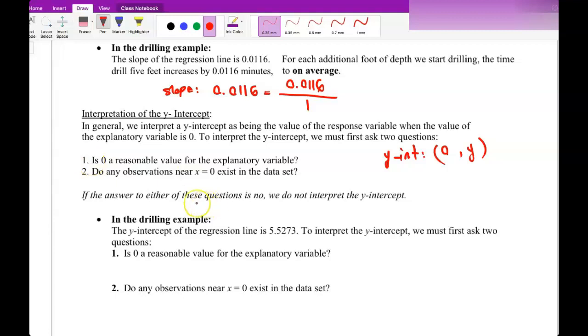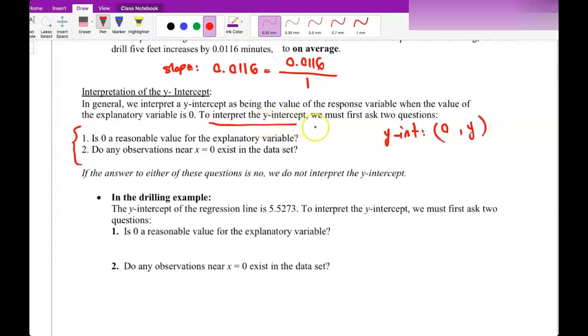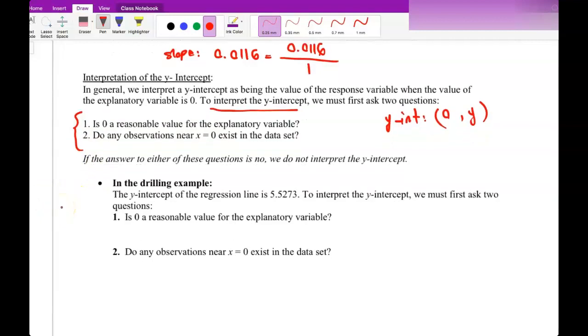So, is 0 a reasonable value for the explanatory variable? And the second one is, do any observations near x equal to 0 exist in the data set? Okay, because to have a y-intercept, we should have x equal to 0. If not, we're not able to have that y-intercept. That's why we should ask these to see if we have that explanatory variable equal to 0 or close to 0.